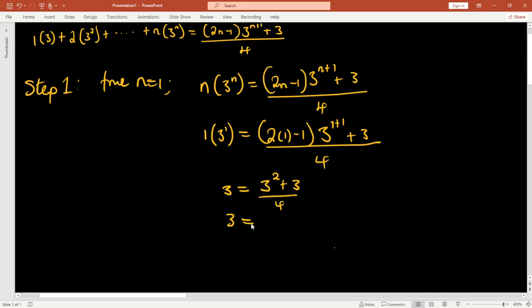So we have 3 is equal to 9 plus 3 divided by 4. So 3 there, we're going to have 9 plus 3, get 12, divided by 4. We have 3 is equal to 3. So if this is the case, then this is true for n equal to 1. Okay, so this is step number 1. Let's go to step number 2, which is the inductive hypothesis.